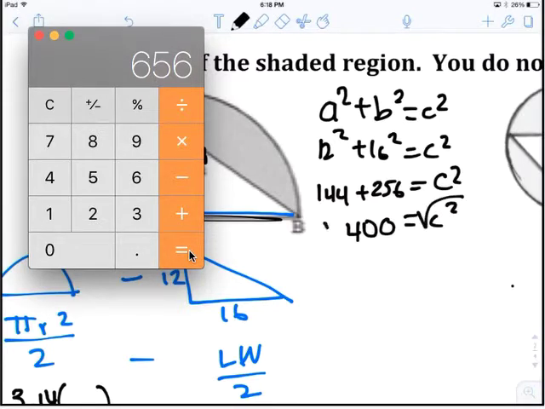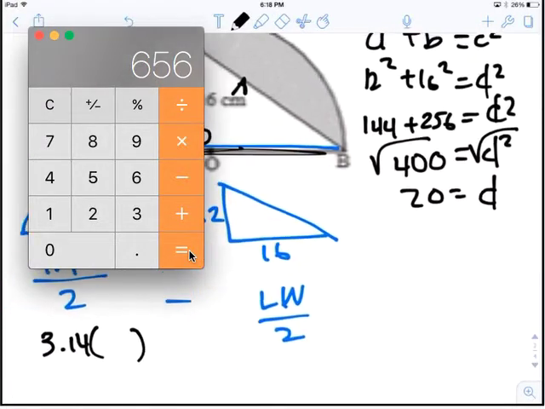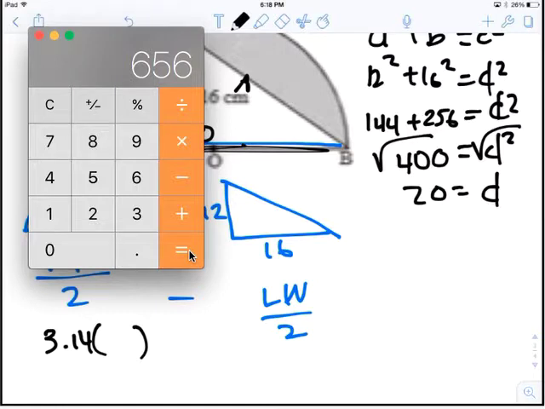That's 400, right? Yep, 400 exactly. Equals c squared. Take the square root of that. C then is equal to 20. So the diameter, I should have put D here for diameter. Diameter equals 20. Therefore, the radius is 10.